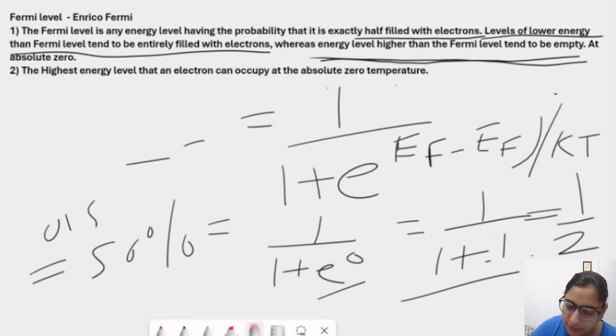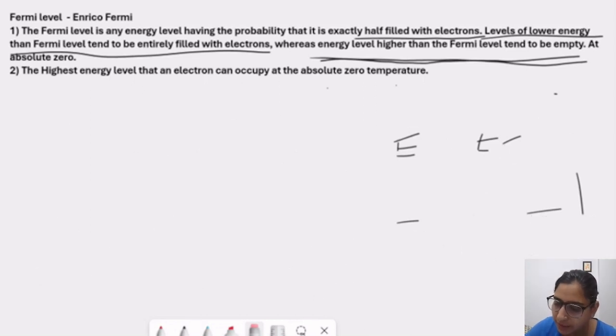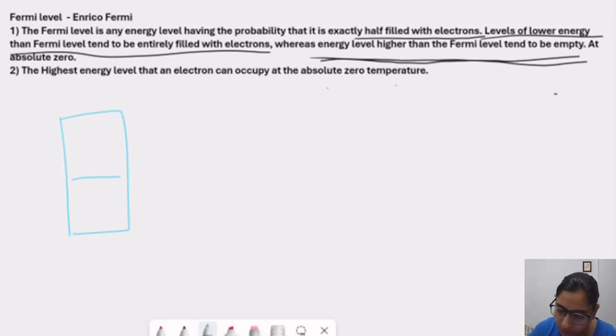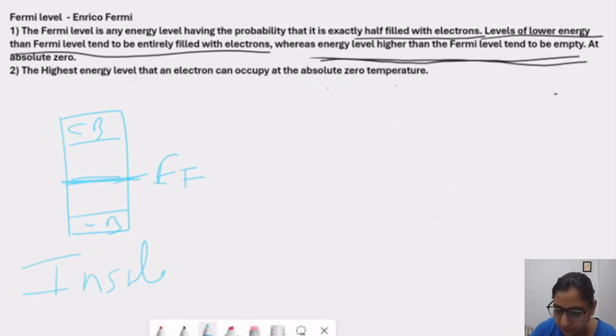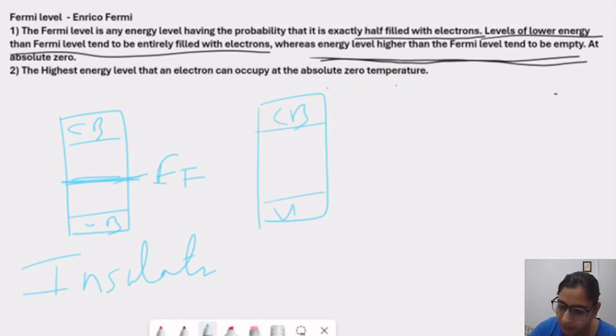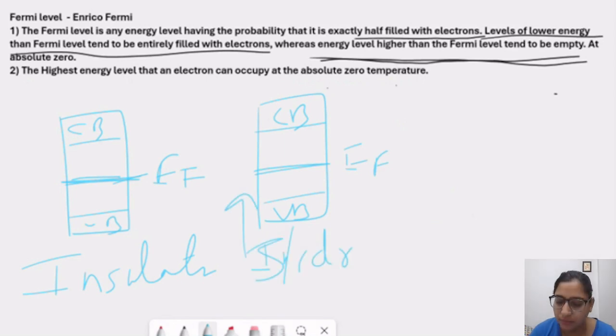Now according to the Fermi level, let us quickly draw the energy band diagram in case of metal, insulator and semiconductor. Let us discuss the insulator first. In an insulator, this is the conduction band and this is the valence band, so EF or the Fermi level is in between the conduction band and valence band. In an intrinsic semiconductor, EF is in the middle. Here we are considering the case of intrinsic semiconductor. For extrinsic, I will discuss a little later on.